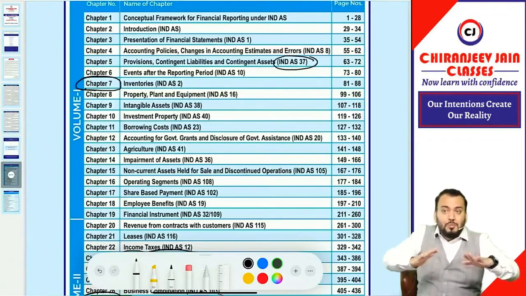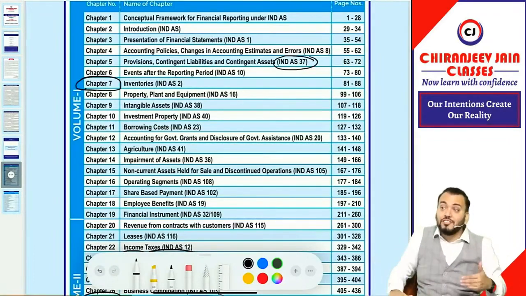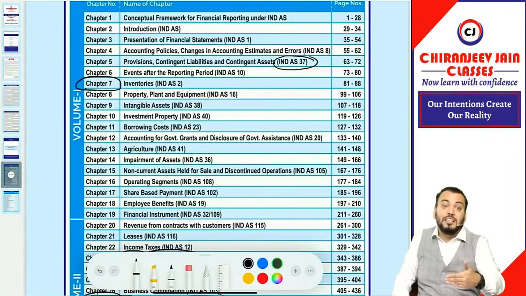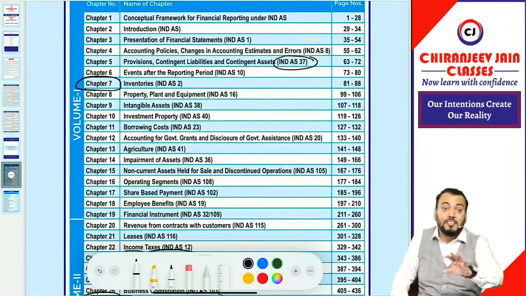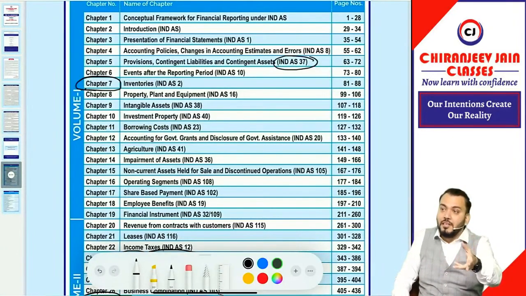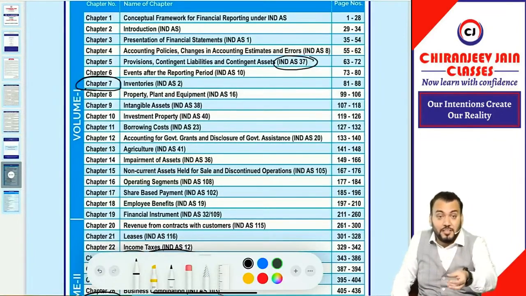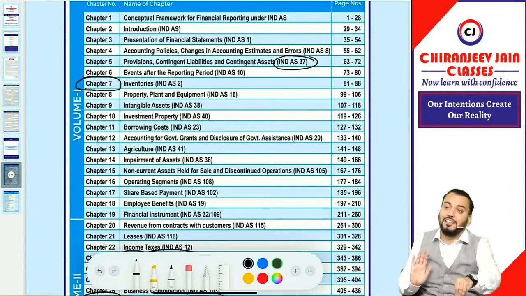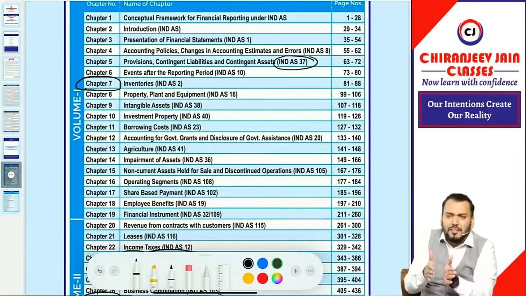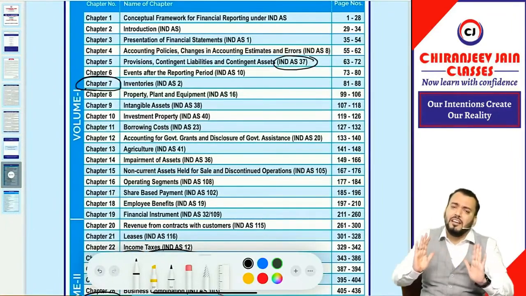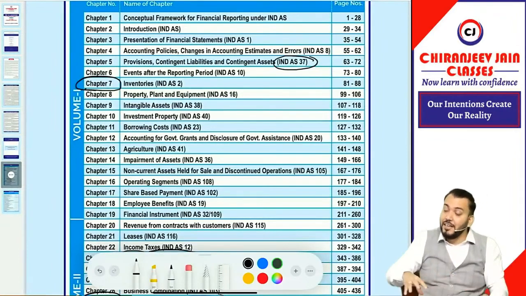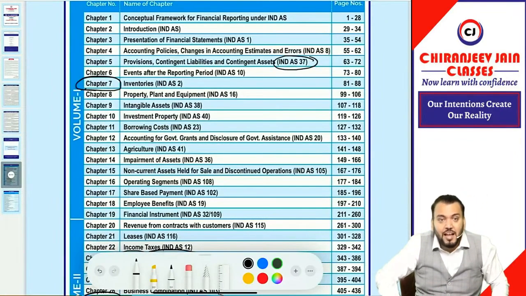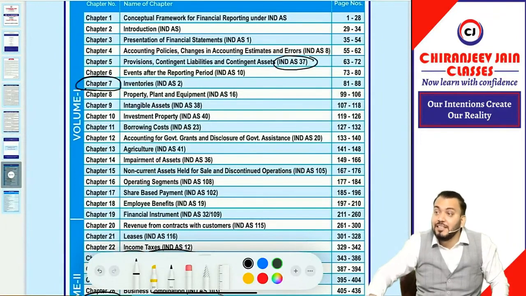So if you are familiar, you will be comfortable in class. I will not start suddenly with any standard which is very new to you. For example, financial asset. If I start with financial asset right now, initially you will die, I will also die. So I will start with a very familiar accounting standard which you have already done, in CA Inter. AS 29 you have done. I will start with Ind AS 37.